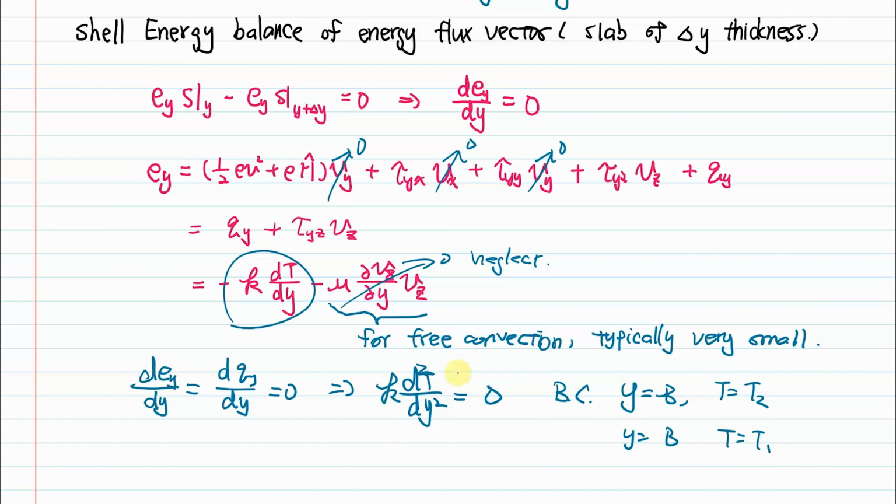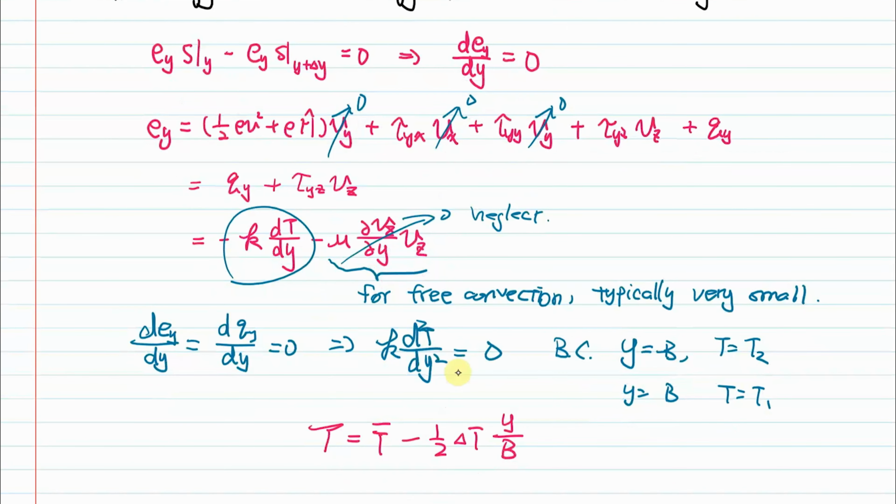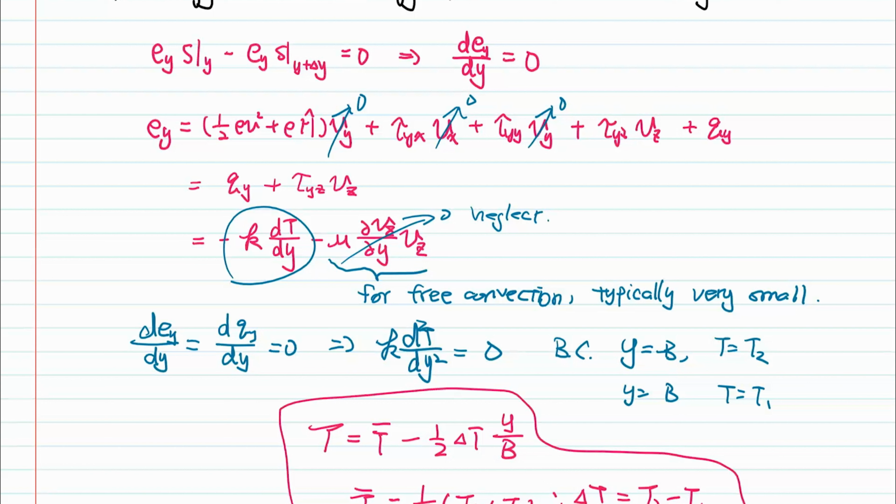So you have T equals T bar minus 1/2 delta T times y over b. And here T bar equals the average of T1 and T2, and delta T equals T2 minus T1. Okay, so you have your linear temperature profile determined first. By physical reasoning, it should be a straight line.